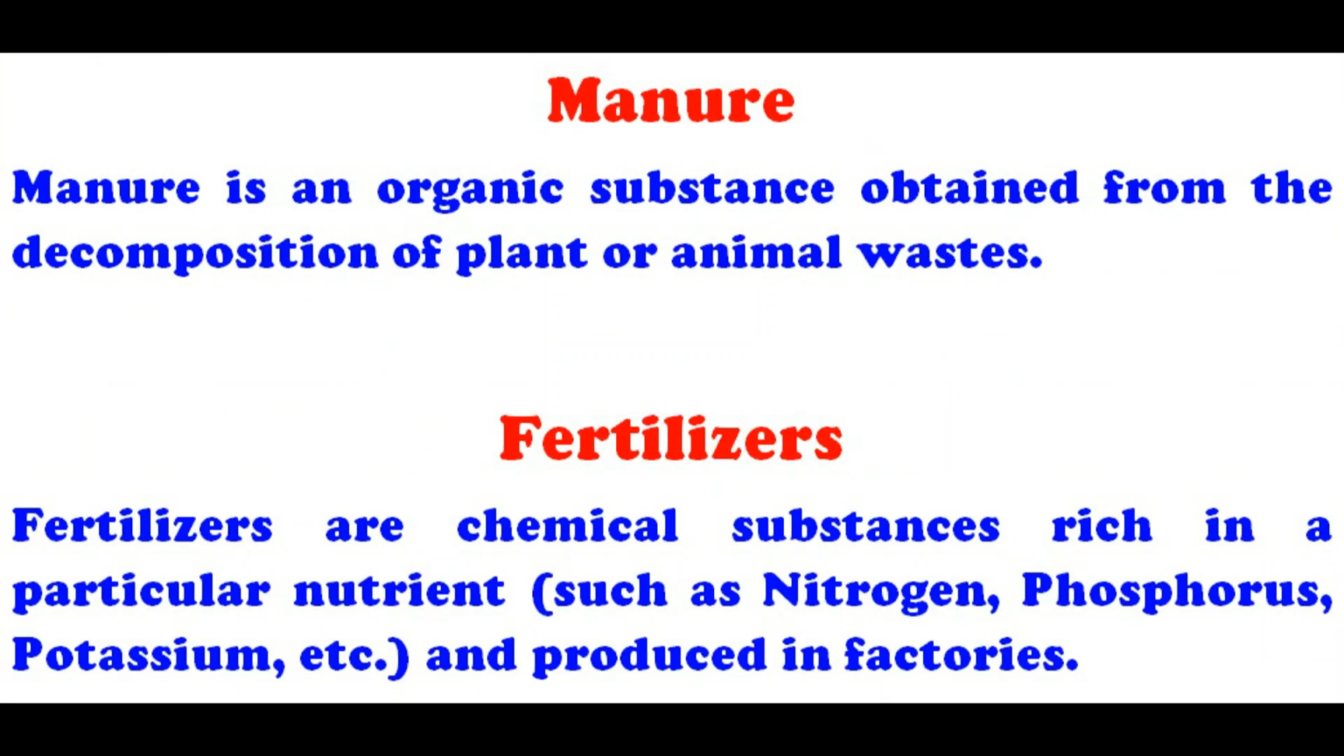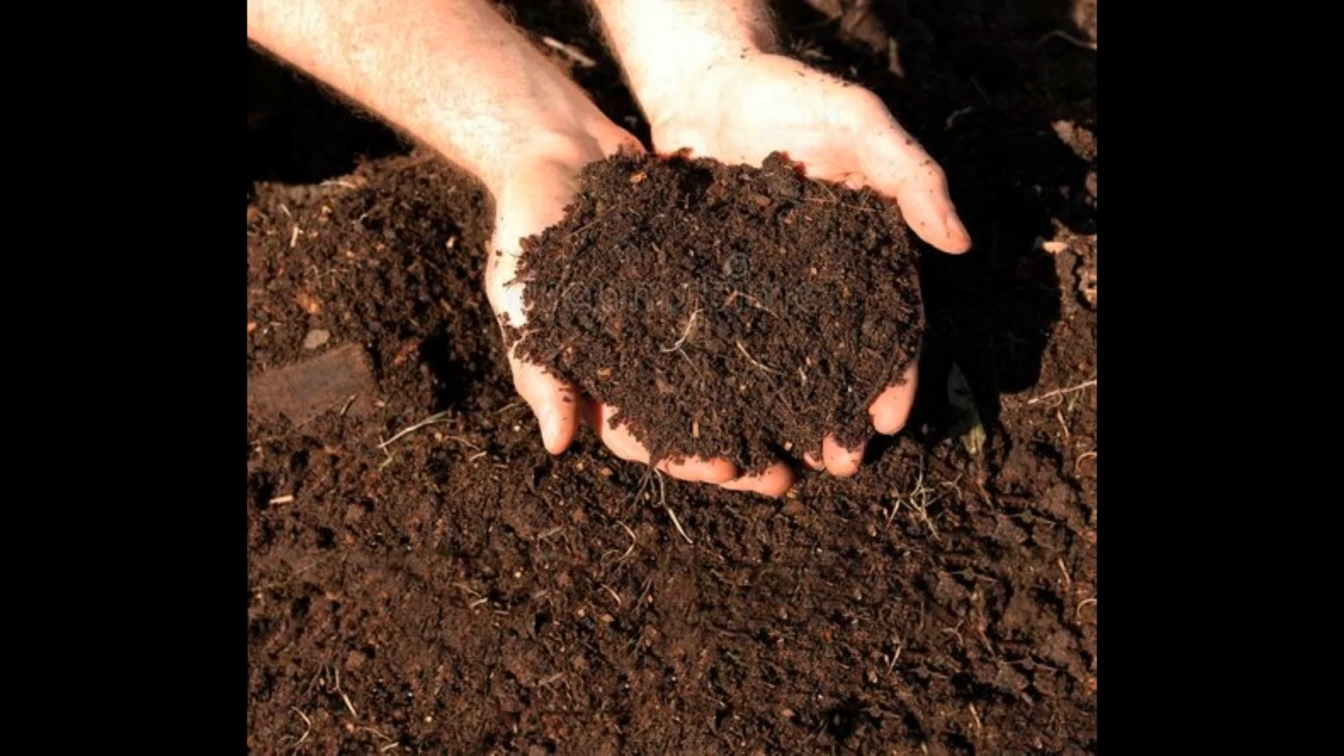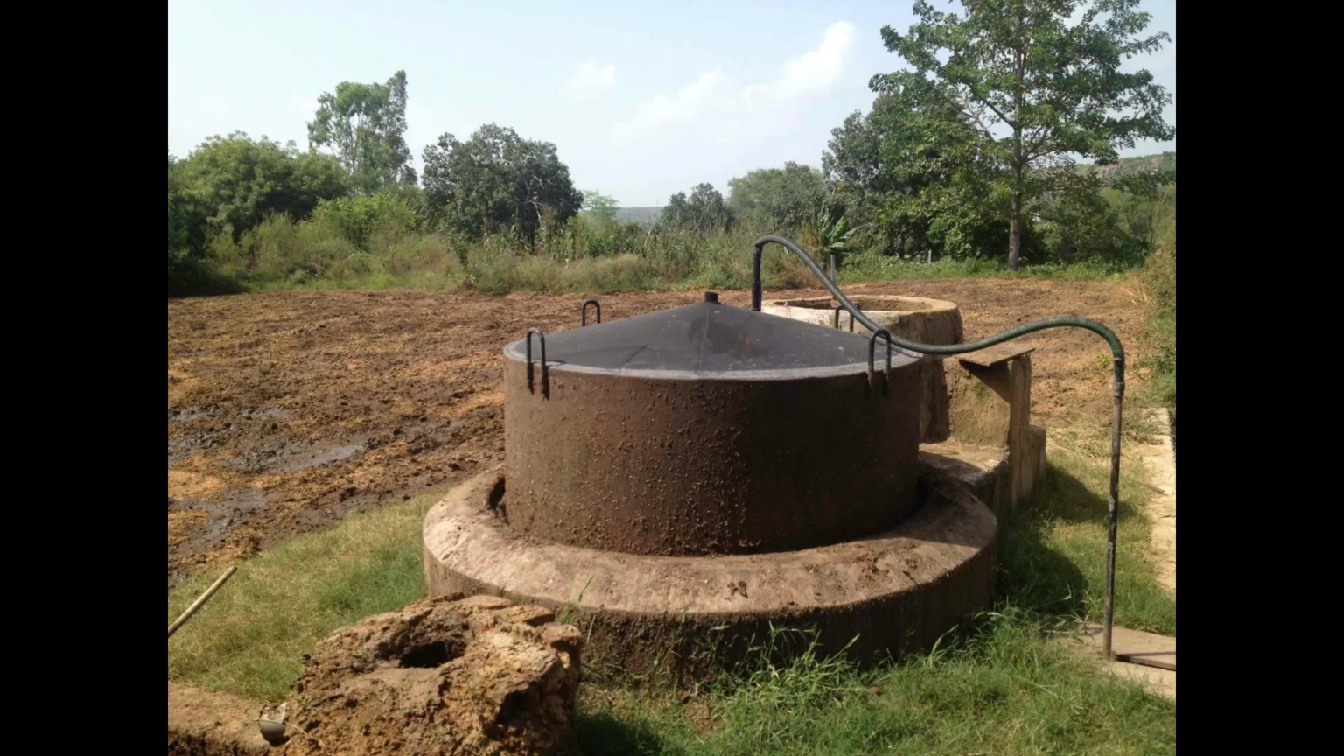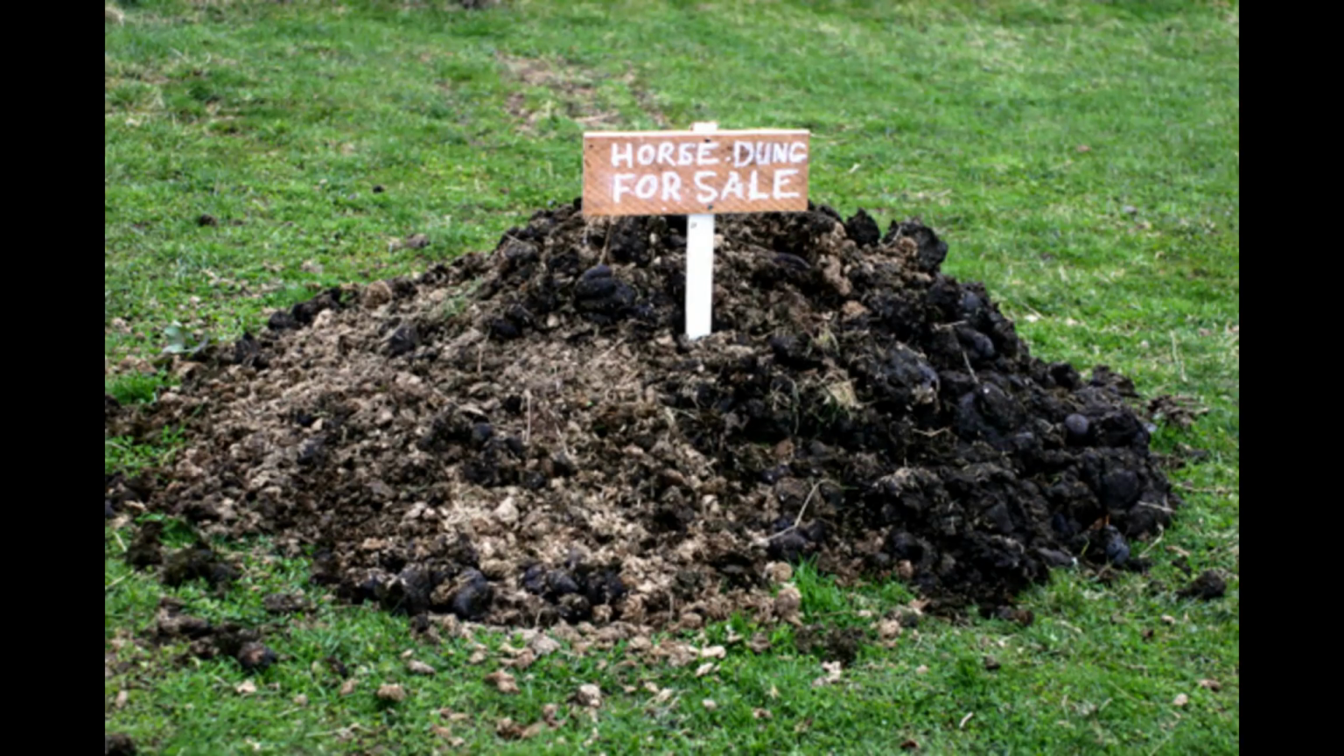Now, manure is an organic substance obtained from the decomposition of plant or animal waste. You have seen perhaps in your village the biogas plant, the gobar gas plant, where the cow dung, etc. are used to produce manure regularly.